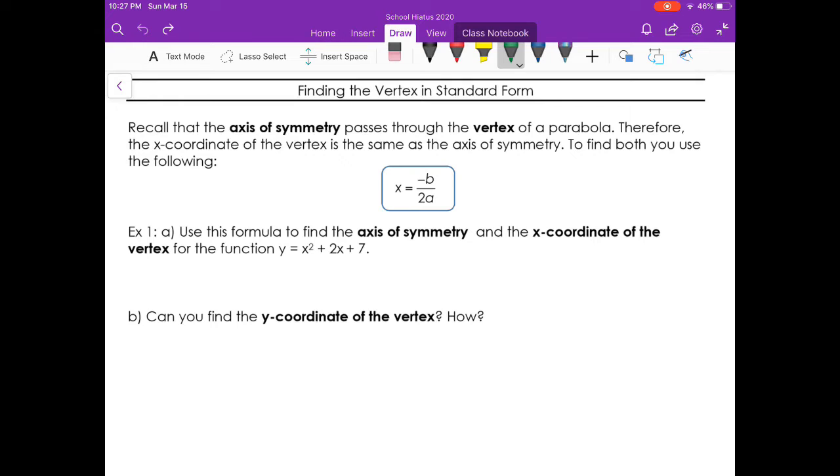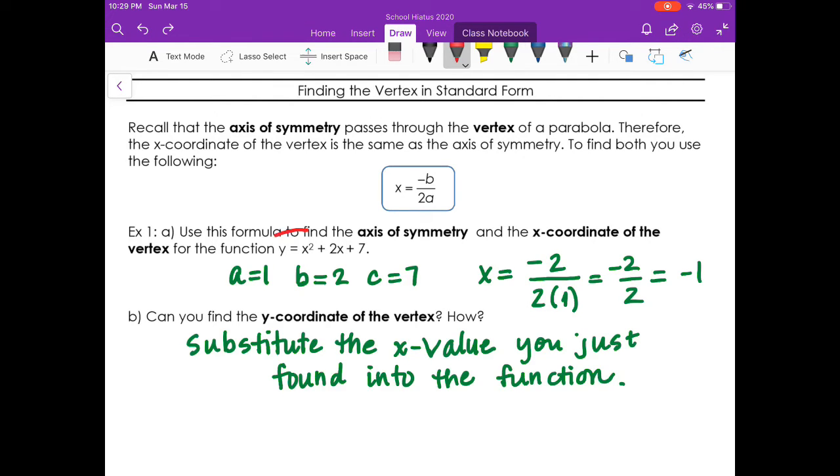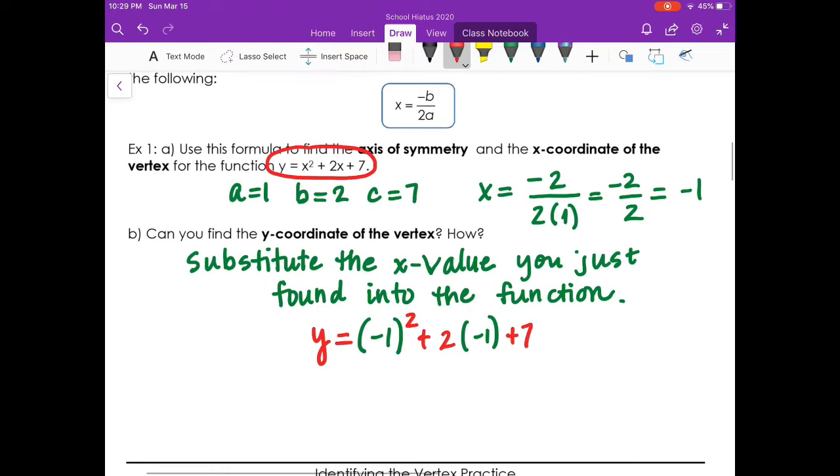We're going to use this little equation x equals opposite b over 2a to find the axis of symmetry for our function and the x-coordinate of our vertex. We need to identify the values for a, b, and c and substitute them into the equation. We have negative 2 on the top and 2 times 1 on the bottom, which simplifies to negative 1. So the x-coordinate of our vertex will be 1, and the axis of symmetry will be the vertical line x equals 1. Now we'll substitute this x value that we just found back into the original function to solve for the y-coordinate of the vertex.